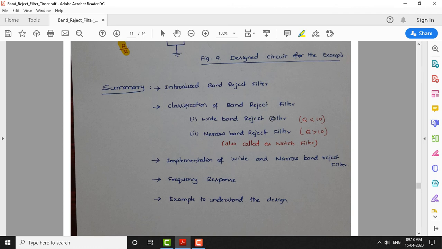So therefore, in this topic, we have introduced the design of band reject filter, and we have seen the classification of a band reject filter, namely wide band reject filter with quality factor less than 10, and narrow band reject filter which has a quality factor Q greater than 10. This narrow band reject filter is also called a notch filter. And we have seen the circuit realization of wide band reject and narrow band reject filter along with the frequency response. And we have solved examples to understand the filter design concept here.